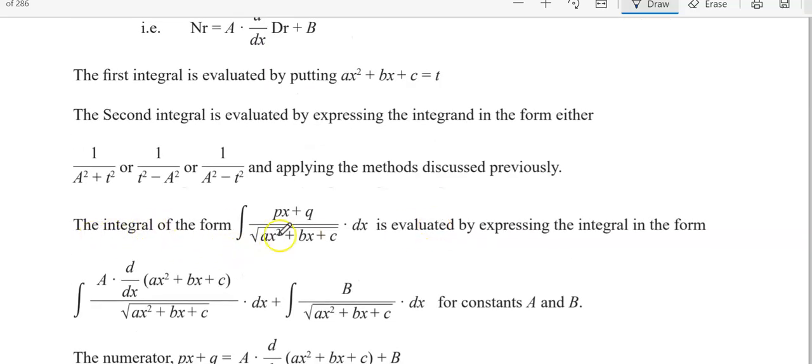The integral of the form (px plus q) upon under root of (ax square plus bx plus c) dx is evaluated by expressing the integral in this form. Again, the numerator is equal to A into the derivative of the denominator plus B. The same form is here: integral of A into the derivative of the denominator upon under root of (ax square plus bx plus c) dx plus integral of B upon under root of (ax square plus bx plus c) dx, where A and B are constants.